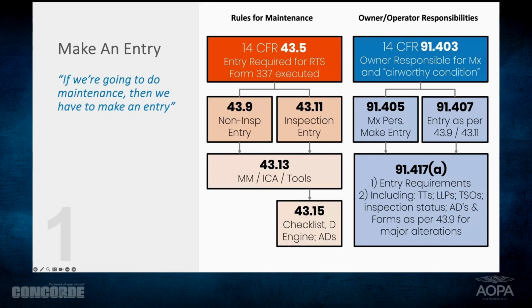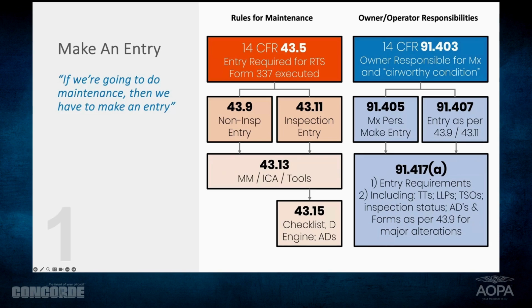On the 91 side, it really goes back to the responsibilities. 91.403, owners responsible for maintenance and keeping the aircraft in airworthy condition. Great. 91.405, the owner's responsible for the maintenance person making an entry. Great. 91.407, the entry's going to be as per 43.9 or 43.11. Fantastic. And then there's a little bit extra with 91.417.